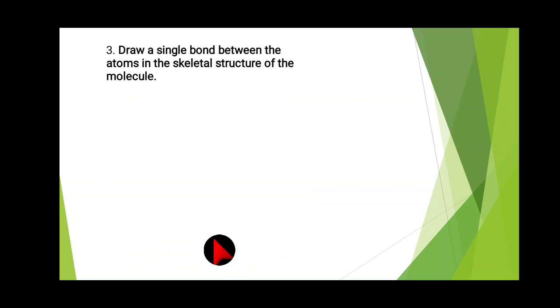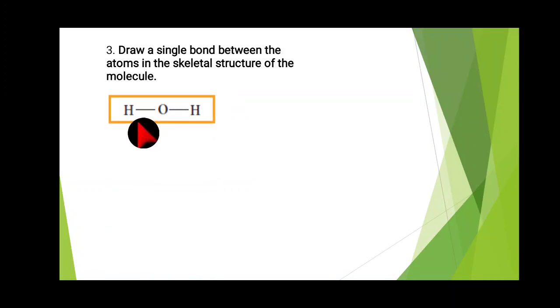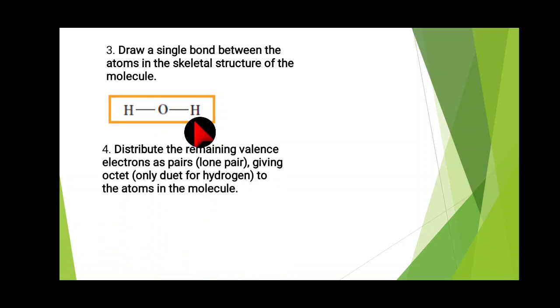Third point, draw a single bond between the atoms in the skeletal structure of the molecule. Now between hydrogen and oxygen, we have to make a single bond. Next, the fourth step, distribute the remaining valence electrons as pairs, meaning lone pairs, giving octet. Only do it for the atoms other than hydrogen in the molecule.